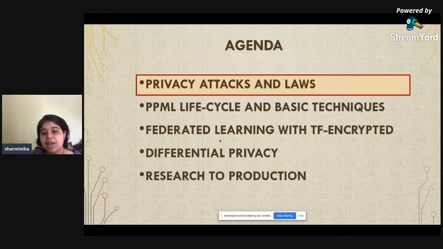Then we will talk about differential privacy, at the application level. How do we build differentially private models? How do we measure differential privacy? What do we measure, and how do we achieve accuracy? What is a privacy-preserving ML model? How do we measure those terms? Let's have a look at it.